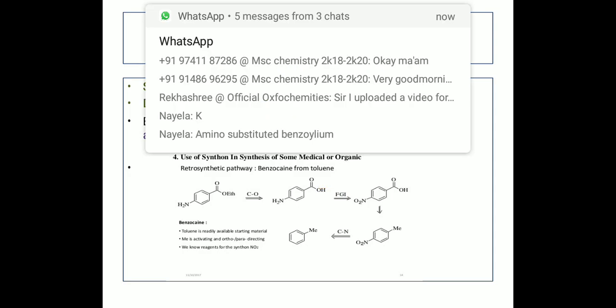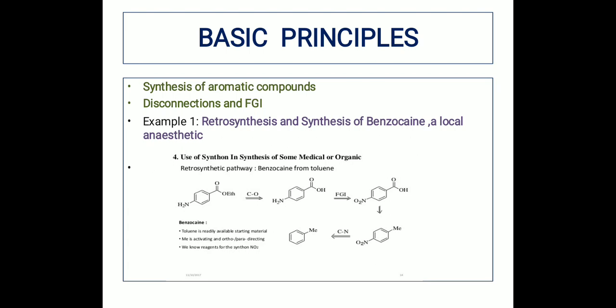Next, let us start with the basic principles of synthesis of aromatic compounds, which involves the disconnections and FGI, that is functional group interconversion. So, example 1 is retrosynthesis and synthesis of benzocaine, which is a local anesthetic. Benzocaine is also sold as Oragel in the pharmacy, okay? And benzocaine is an ethyl ester of para-aminobenzoic acid. Benzocaine is a benzoate ester having 4-aminobenzoic acid as the acid component and ethanol as the alcohol component.